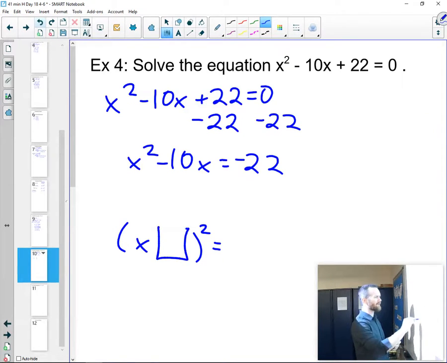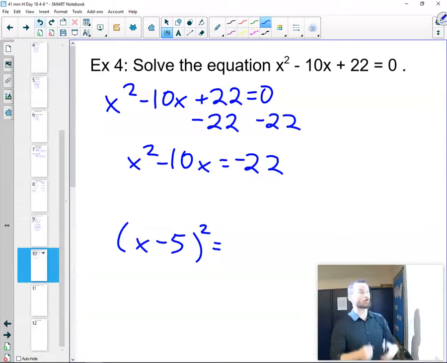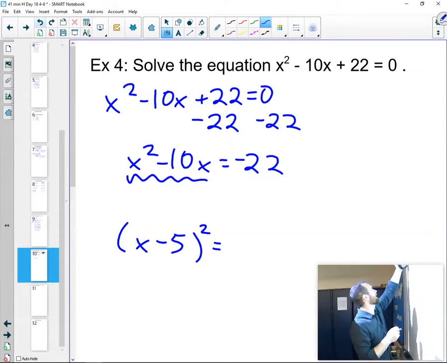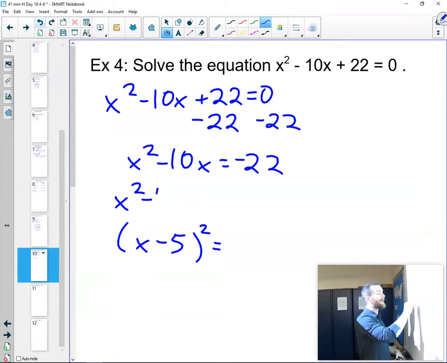What's the key number controlling everything going to be? And that's going to be a minus 5. That's going to be what we end up with once we factor our completed square. But (x minus 5) squared doesn't equal x squared minus 10x. It equals x squared minus 10x.